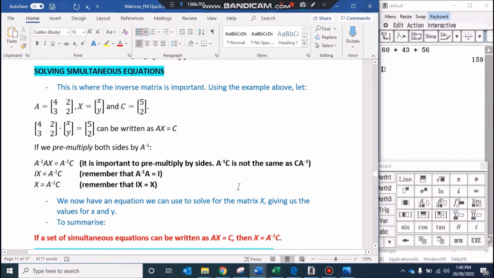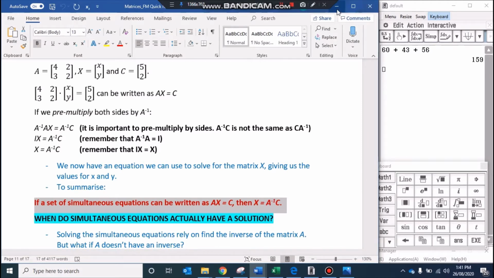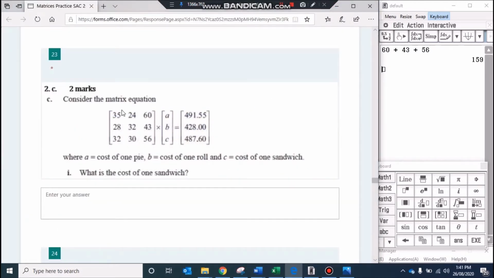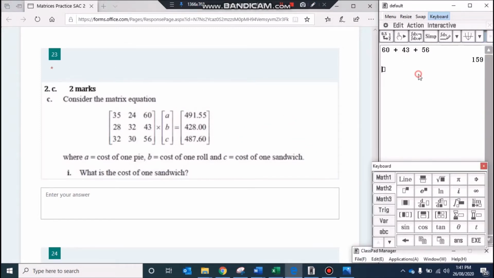So remember, the key thing about solving simultaneous equations is this line here. If we can write it as AX equals C, then we know X is the inverse of A multiplied by C. So where this is our A matrix, this is our X matrix. So that's A, that's X, and that's our C matrix. If we want to find out what the elements of X are, we need to get the inverse of A and multiply it by C. And that's something that we can do in our calculator.